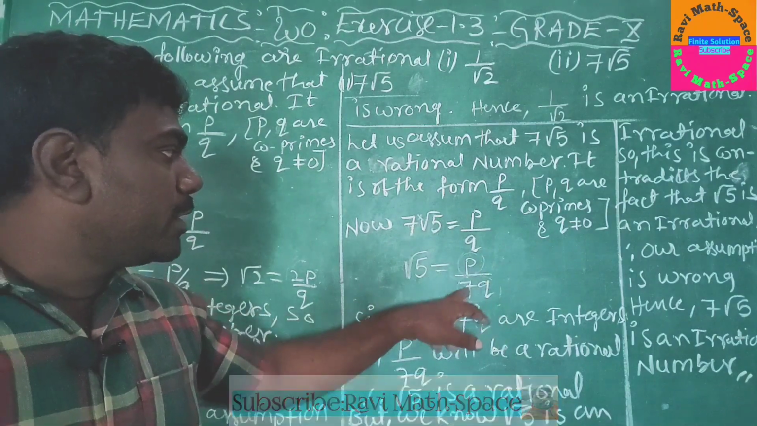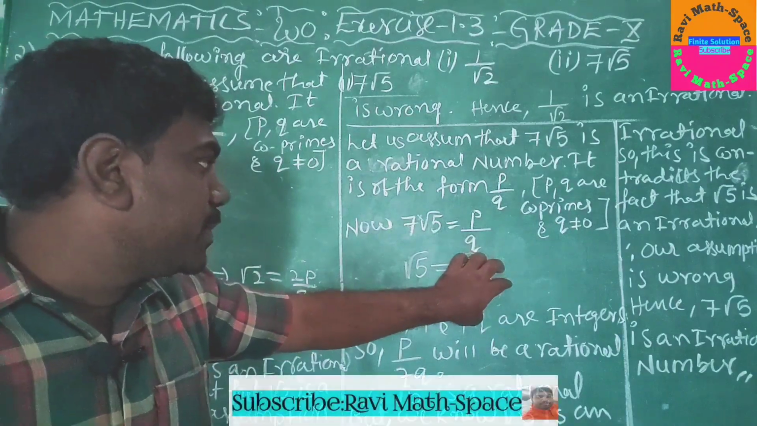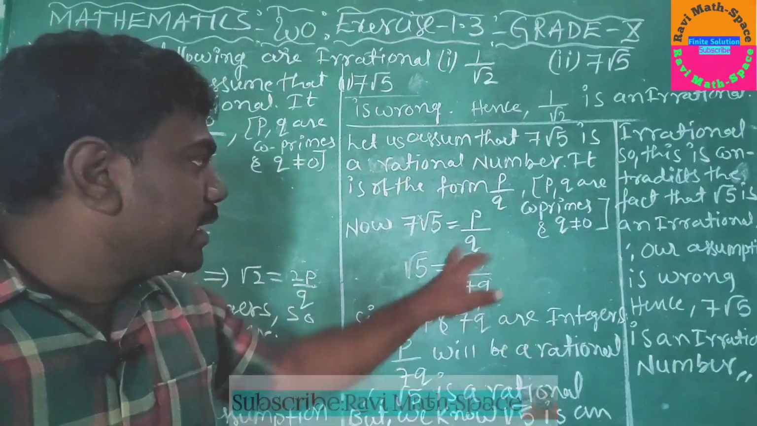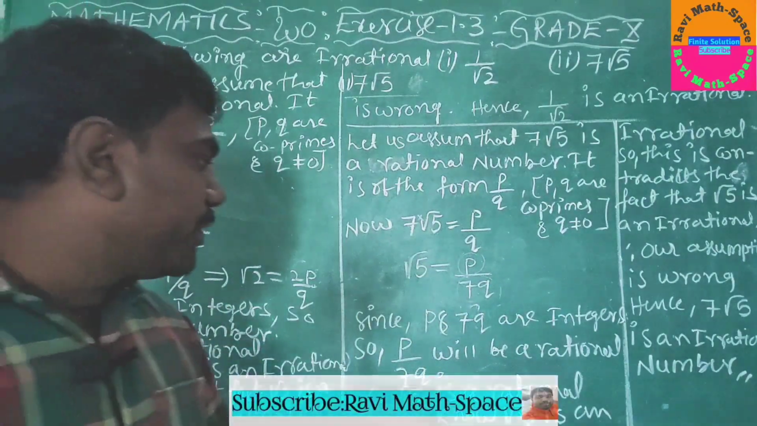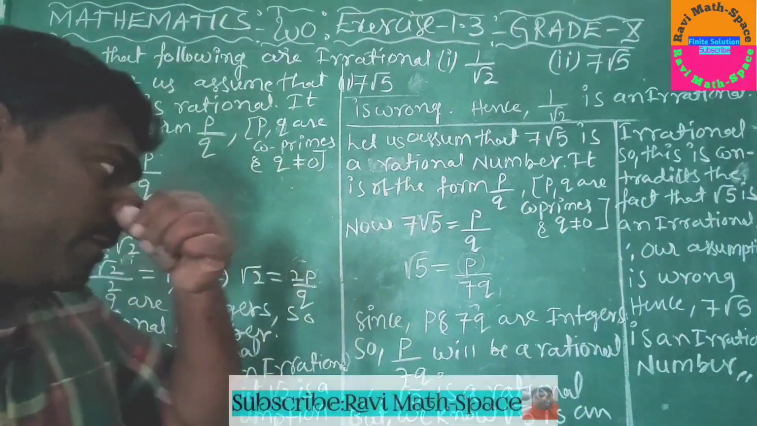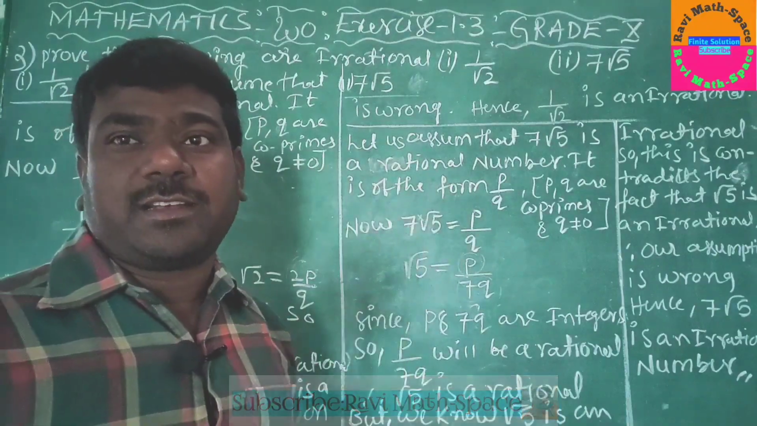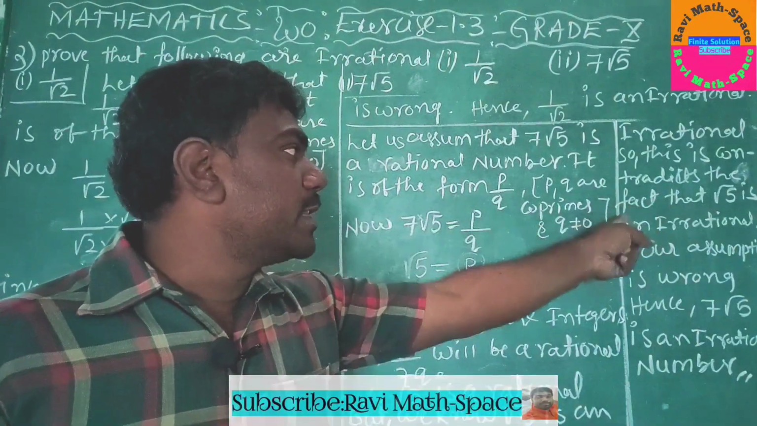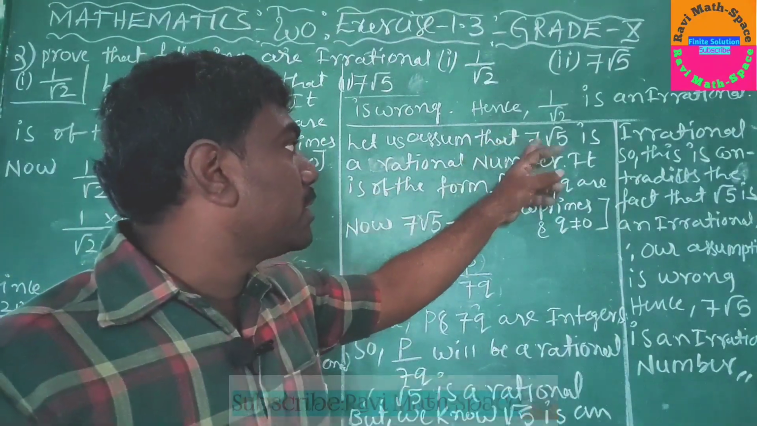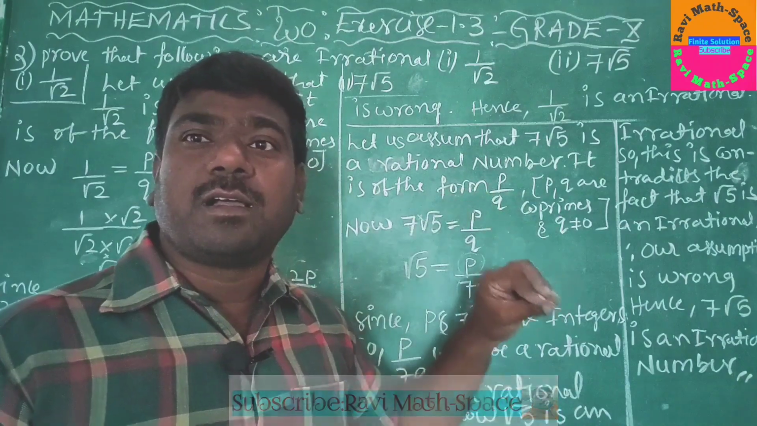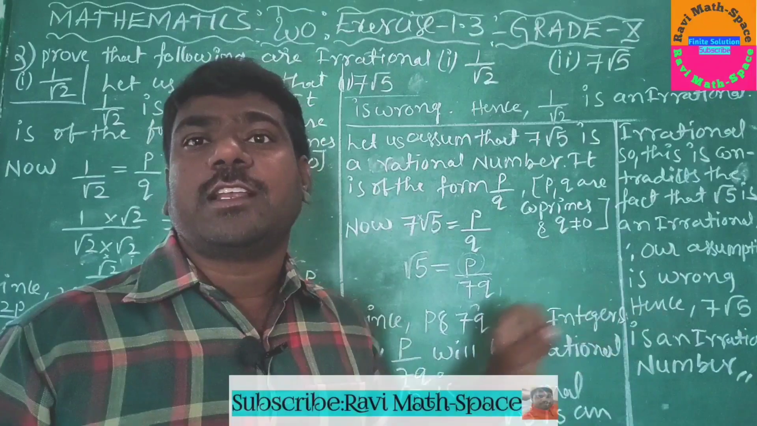Now we know p and 7q are integers, so it is a rational number. When the right side is a rational number, automatically the left side is also rational. Therefore I can write root 5 is a rational number. But we know the fact: root 5 is an irrational number. This is the contradiction. Therefore our assumption is wrong: 7 root 5 is a rational number is wrong. Hence we conclude that 7 root 5 is an irrational number.